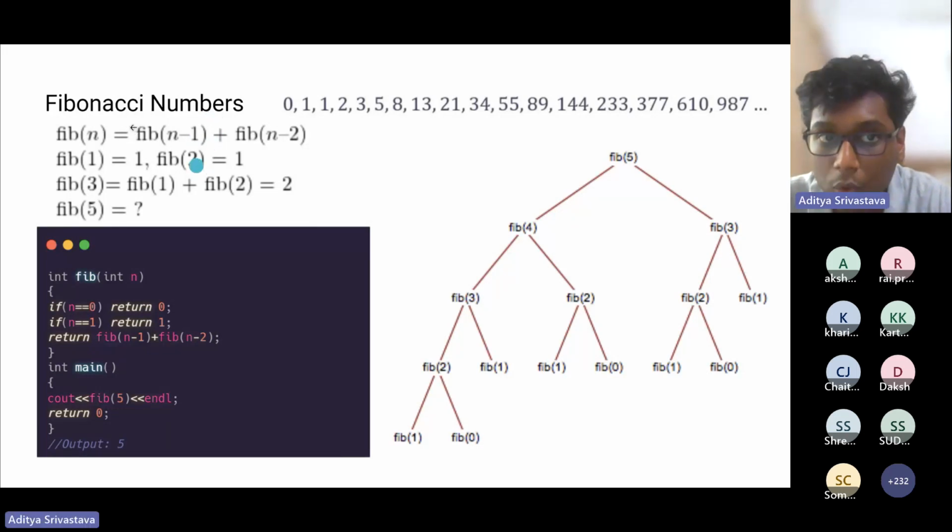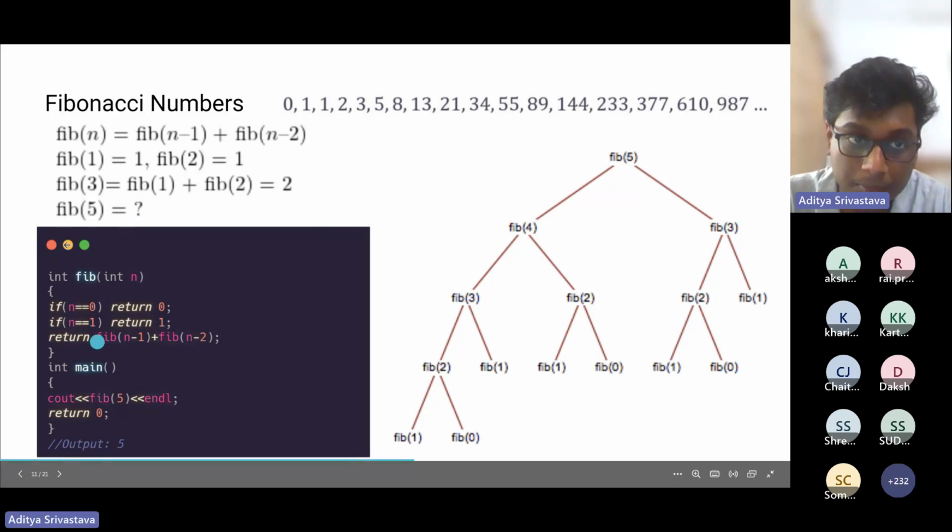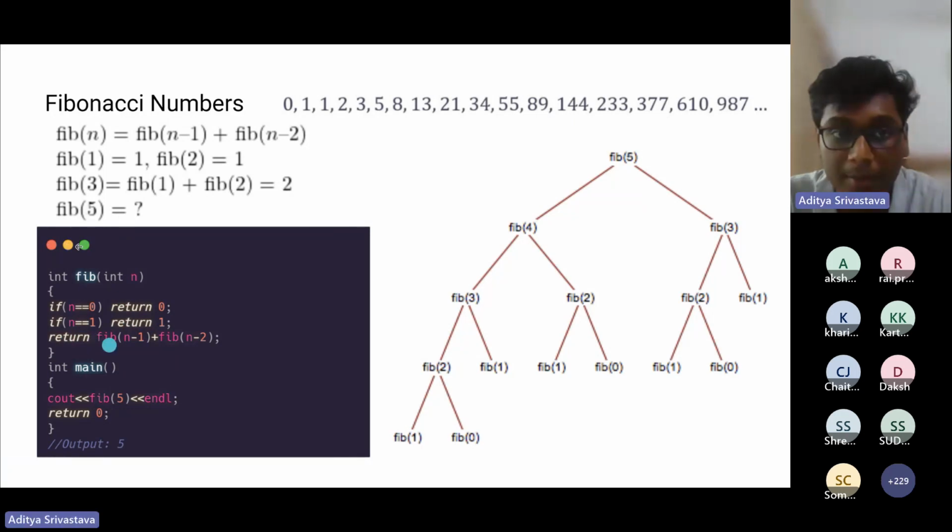As you can see, fib of 2 is the sum of fib of 1 plus fib of 0. But fib of 1 and fib of 0 are not the sum of any two predecessors. So what we'll do is set them as the base case. As soon as we get n as 0, we'll return 0, or if we get n as 1, we'll return 1, because fib of 0 is 0 and fib of 1 is 1. Otherwise, fib of n is fib of n minus 1 plus fib of n minus 2.